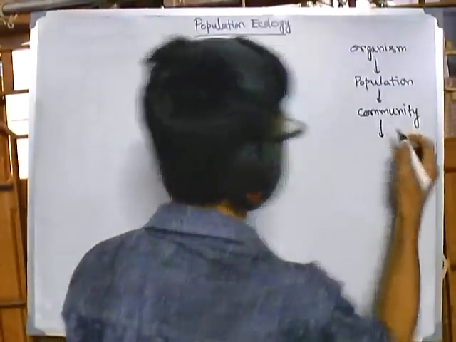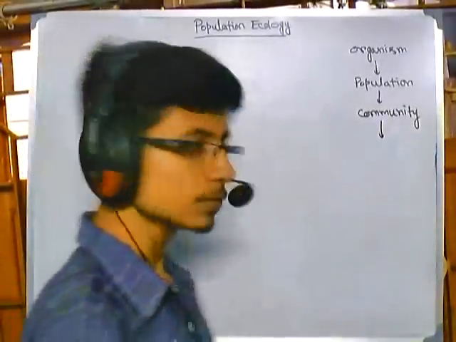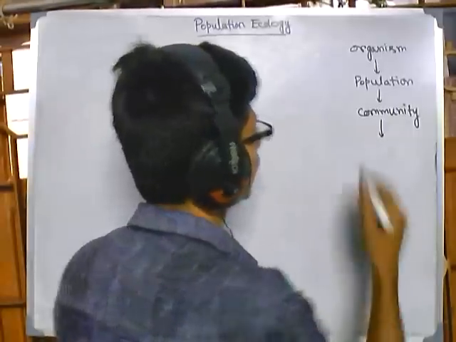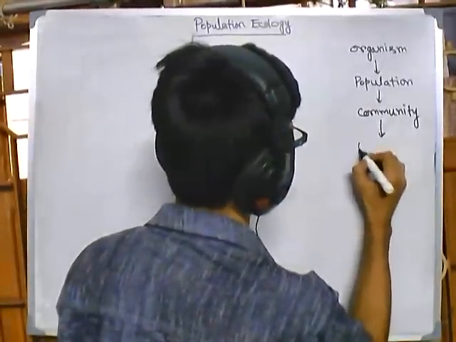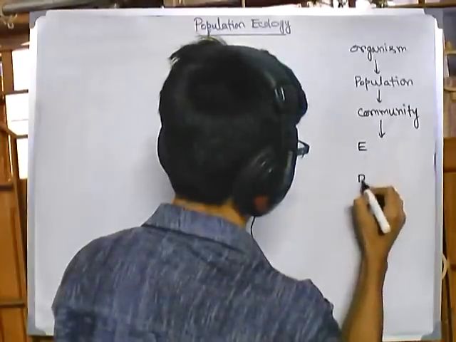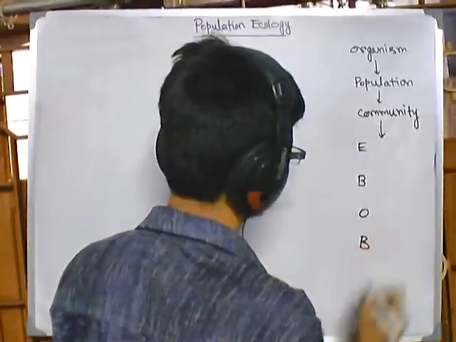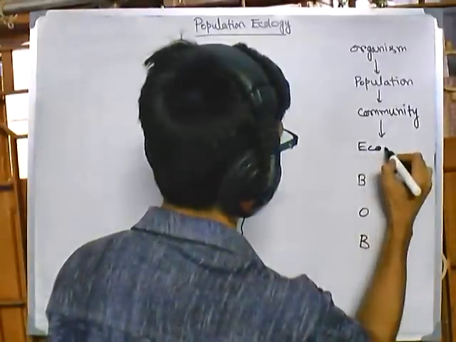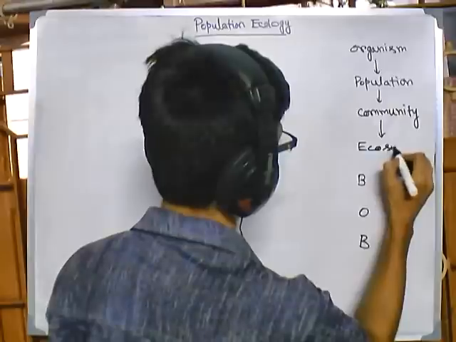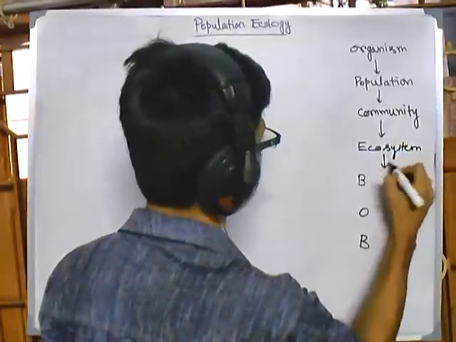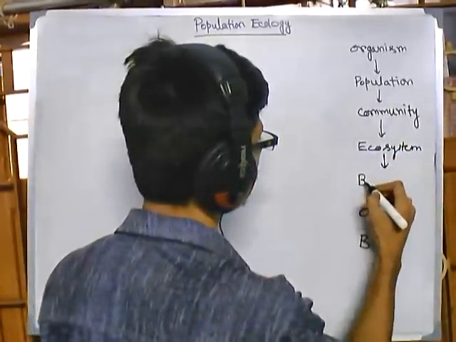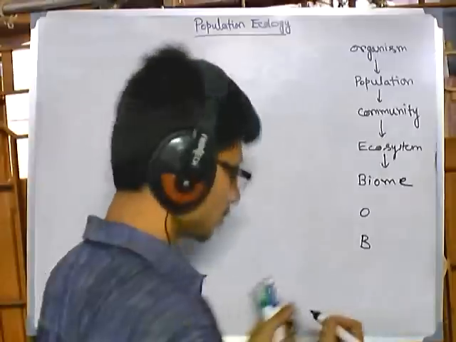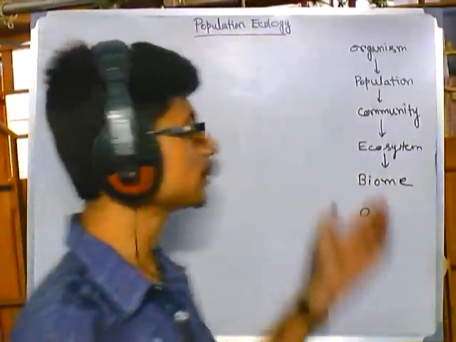Now as we attach more and more communities, what we can produce is the ecosystem. Now if we combine more and more ecosystems, we can produce the biome, and then much more. So this is how we can go. So the biome is much larger.